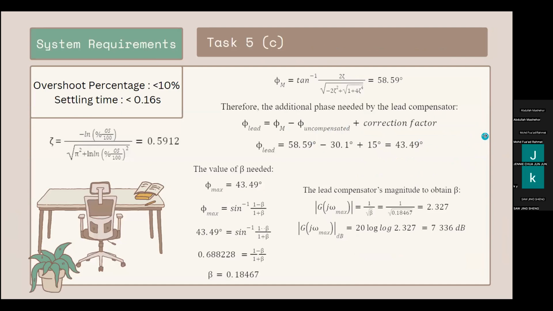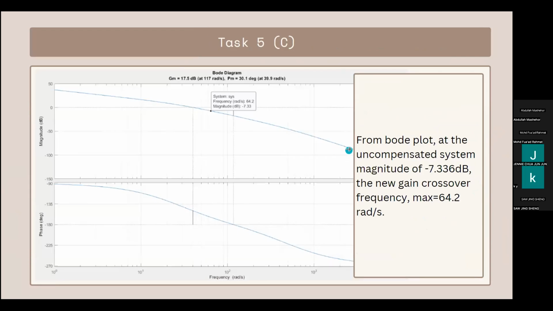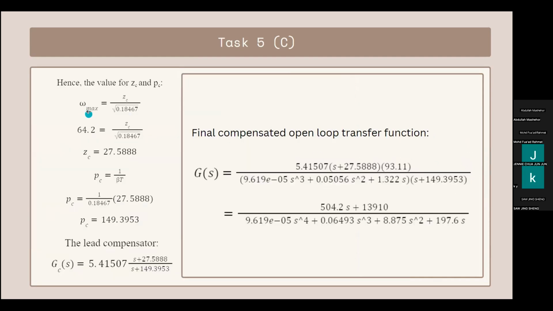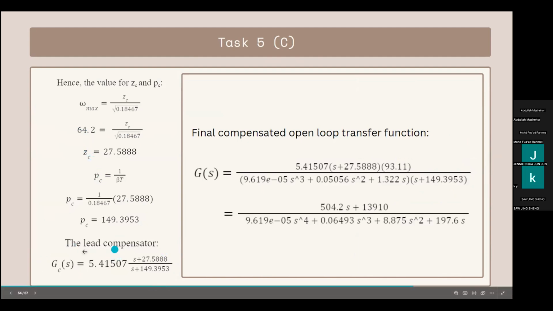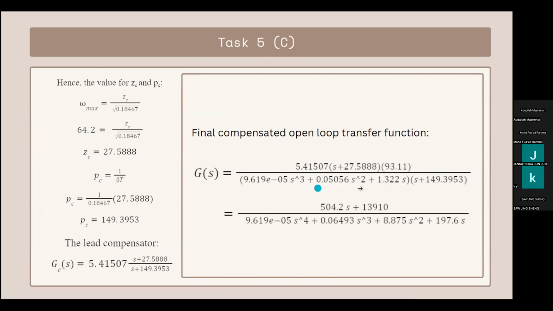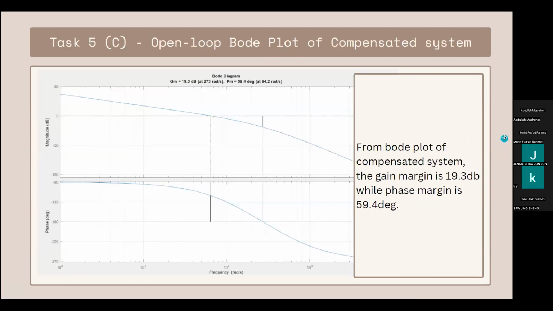So this is the step for my controller design attempt. Attempting the lead compensator magnitude at 7.336 dB, by using the bode plot of the uncompensated system at magnitude of negative 7.336, I get my max frequency occurring at 64.2 radians per second. I will use this value to find my zeros and poles. So this is the lead compensator formula. After I substitute into my original transfer function, I get this open loop transfer function.